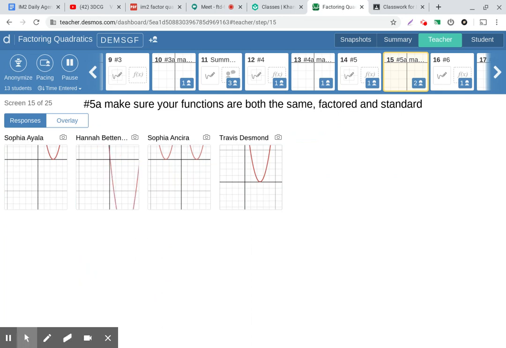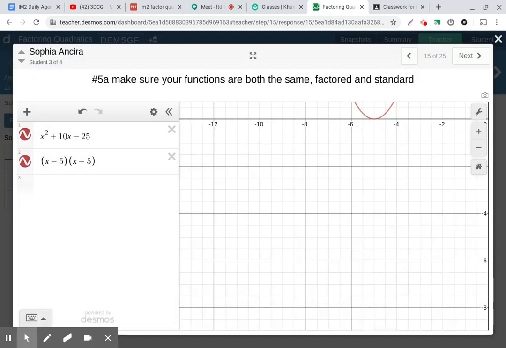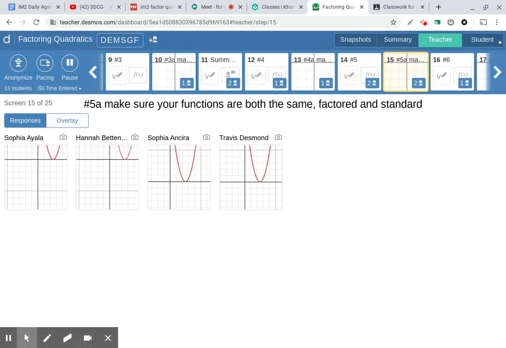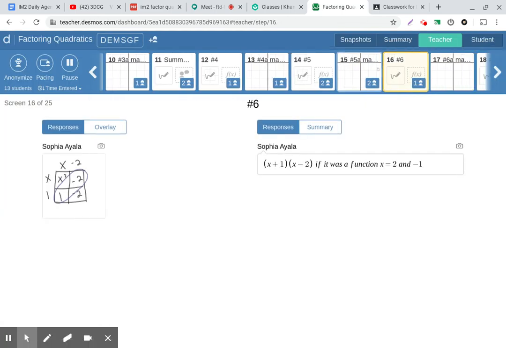Yeah, Sophia, you notice how in your graph you have two different graphs? And the reason we have two graphs is because it should be x plus 5, right? The x-intercept will be -5, but if you have x plus 5 times x plus 5, you'll only have one graph. Yeah, there you go. You fixed that already on your own. Good job. Okay. Perfect. Okay.